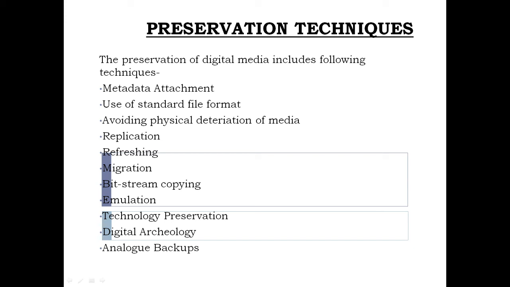Number 10 is digital archaeology. Digital archaeology includes methods and procedures to rescue the content from damaged media, hardware, or software environments. Number 11 is analog backups. It is the process of converting a digital object into analog format. It is useful for documents that deserve the highest level of merit and protection from being lost. The analog backup of a printed document can be created by taking a printout of the document and then binding it.